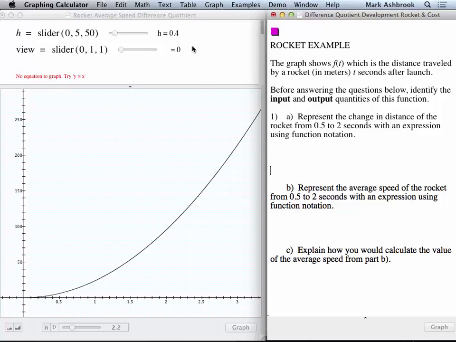So you're using function notation. I'm not asking you to estimate any values off the graph. That's not what this is about. This is about using function notation to represent this quantity, the change in distance, and to represent the average speed. Okay? So I'm just going to let you loose here while I do attendance. Work on this, think about this, talk to each other, compare what you got.